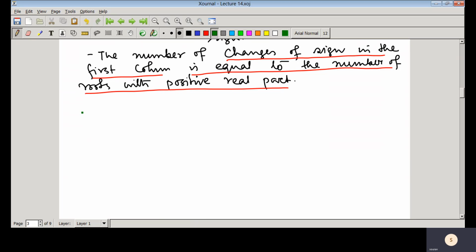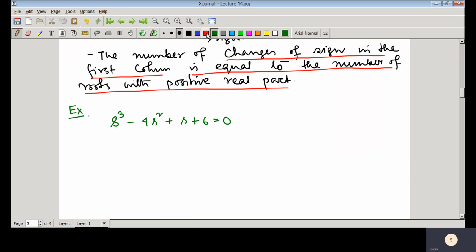So we'll be taking one simple example. Suppose we have a polynomial, say s cube minus 4s square plus s plus 6 equal to 0. Now the question is, if this is the characteristic equation of a system, then what would be the roots of that characteristic equation? That means the poles of that system.